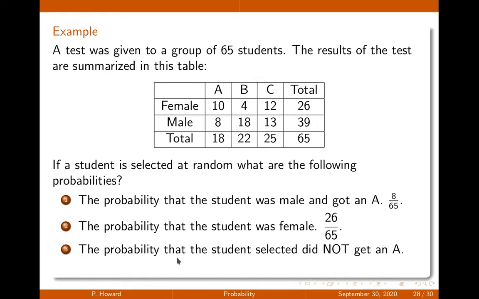And finally, what's the probability that the student selected did not get an A? The students that did not get an A are the 22 Bs and the 25 Cs. There are a total of 47 students who did not get an A. The probability of not getting an A is 22 plus 25 over 65, or 47/65.